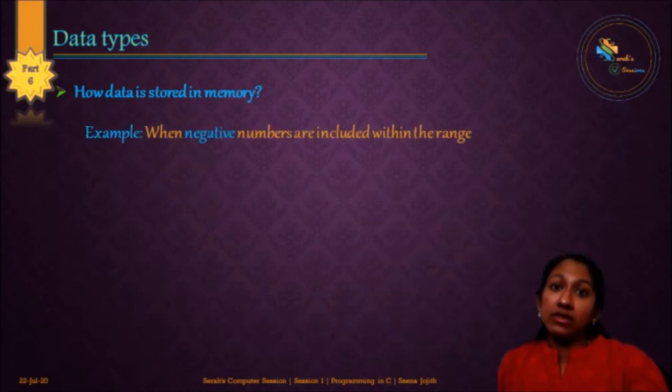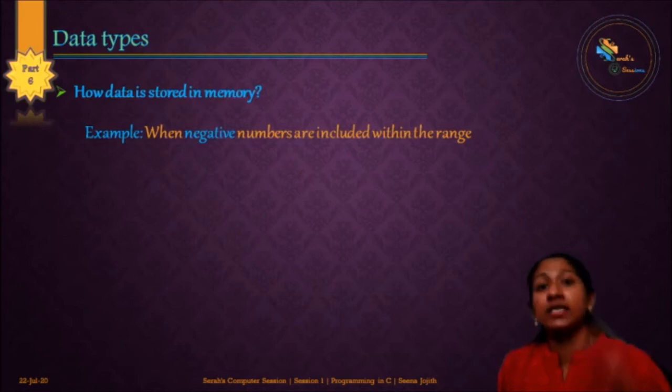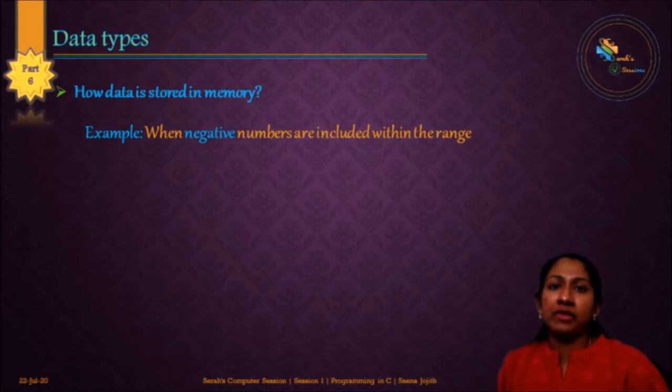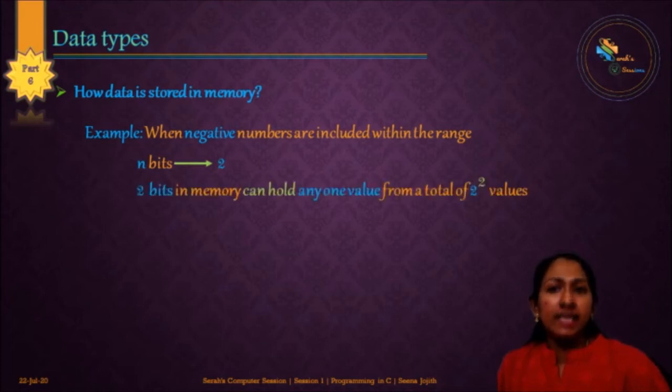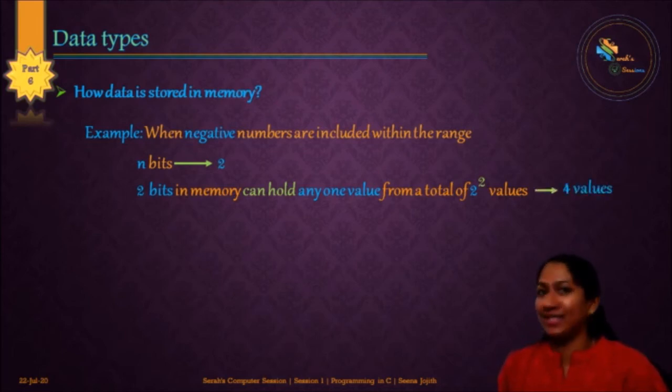Now let's look at what change happens when we consider negative numbers also, because in data, situations can happen where we have to enter negative values. So what change will happen if n bits, the value of n is 2? Clearly 2 bits in memory can hold any one value from a total of 2 raised to 2 values. Now what is 2 raised to 2? We know that it is 4.